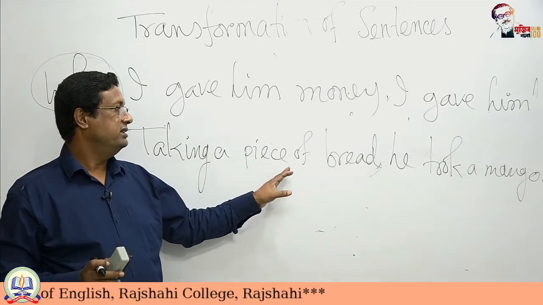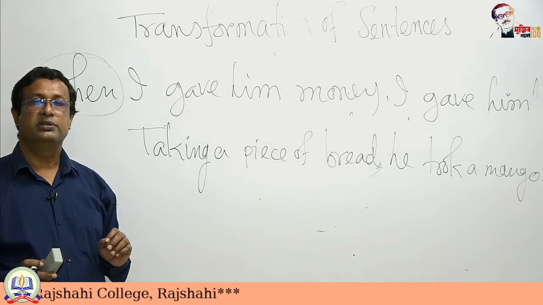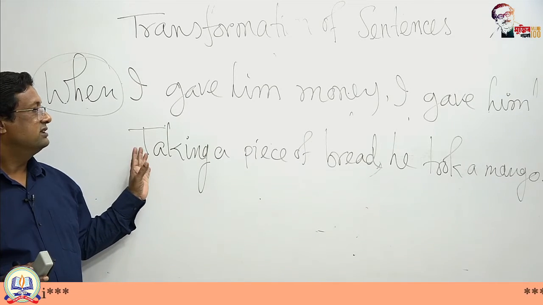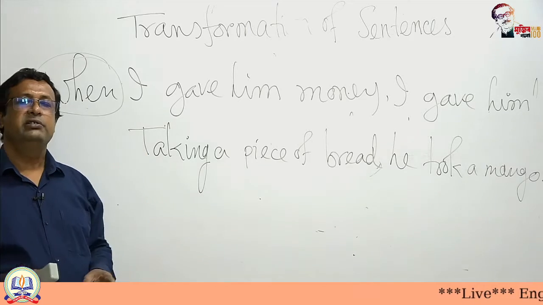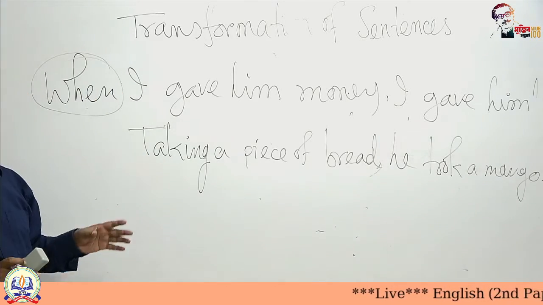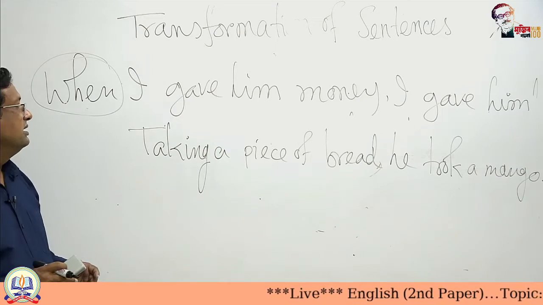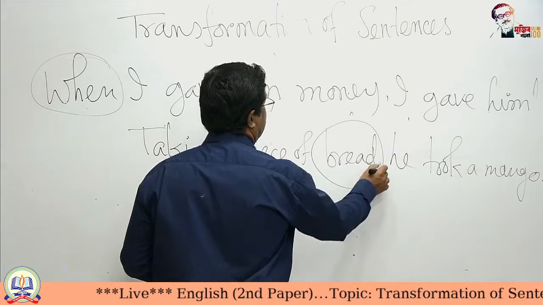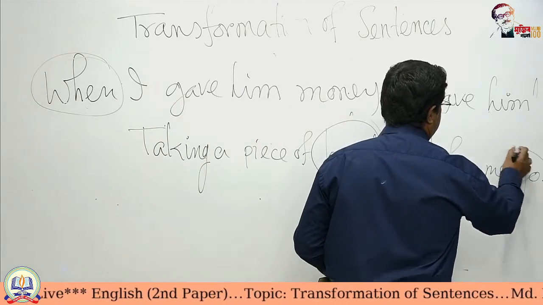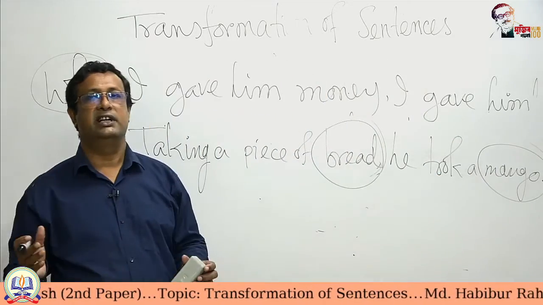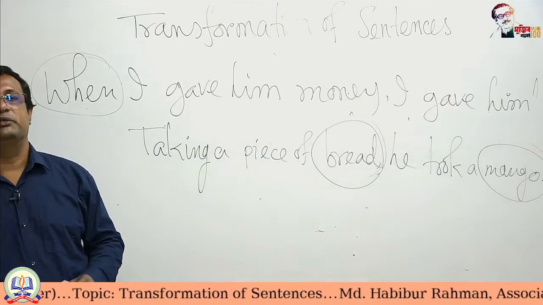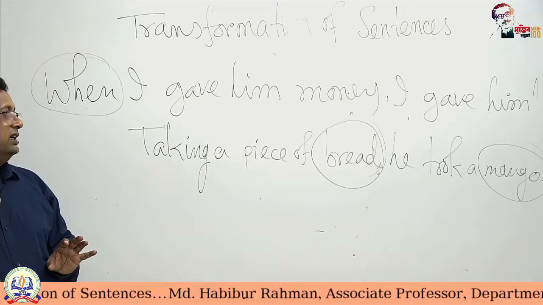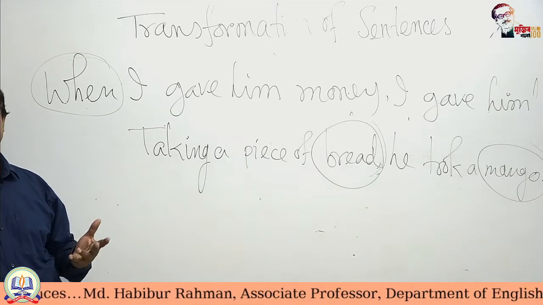Taking a piece of bread, he took a mango. So now this is complete and with full meaning. So this is called a simple sentence. You may also change this in another way. What is that? You see, the person took two things. One is bread, another is mango. And if it is ripe mango, he can easily take the mango with bread. So he can take these two food at the same time by mixing them.